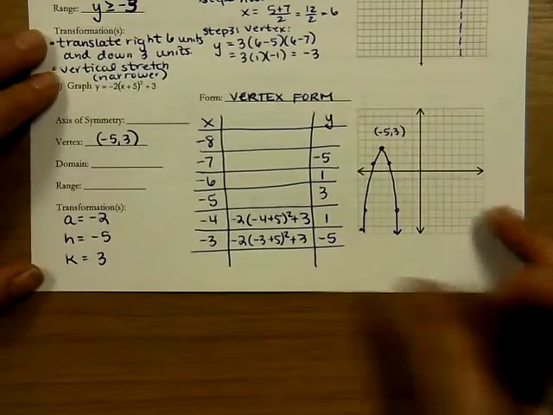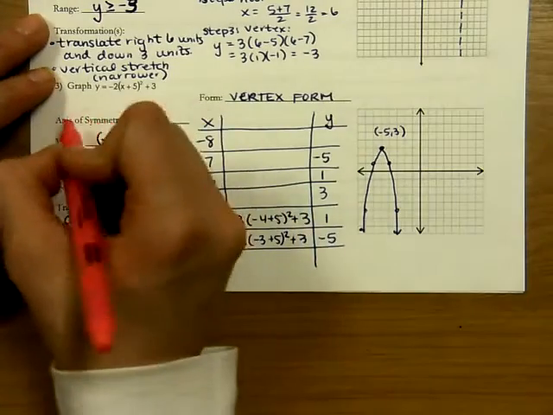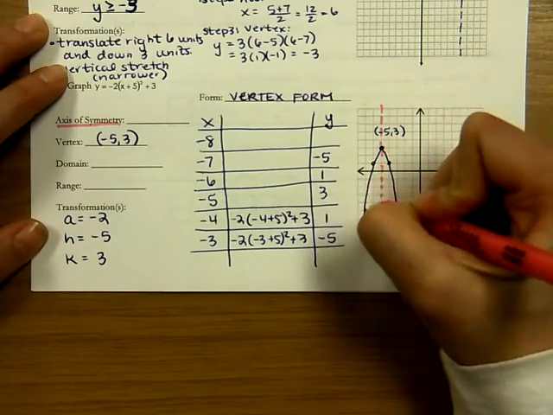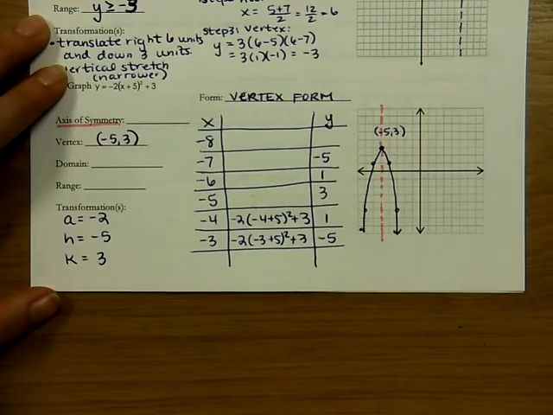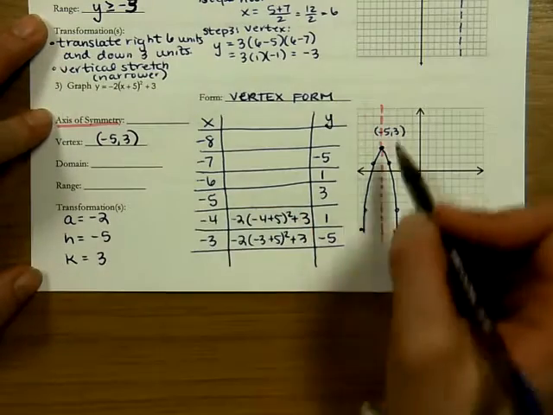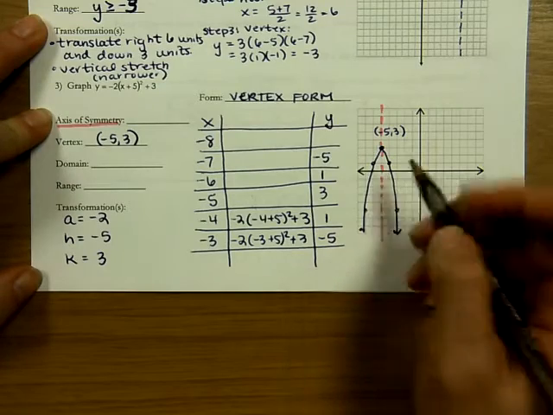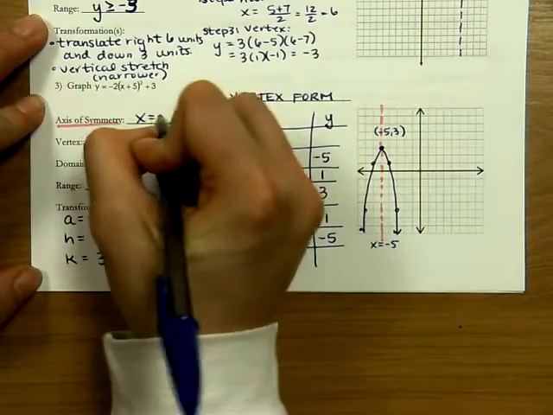There's our graph. The axis of symmetry again, because we didn't need to find it in order to graph it, I'm going to underline it just to show where it goes. It's right through that vertex. It's that line that if we folded the graph over on itself, it would land on itself. So that equation, that's a vertical line, and every point on this line has an x-coordinate of -5. So this is the line x equals -5.